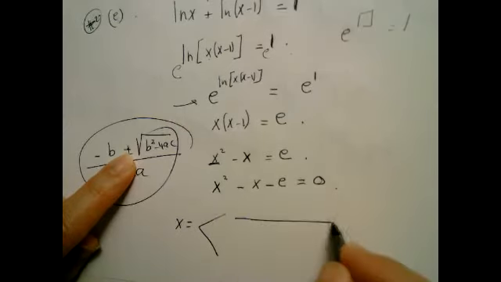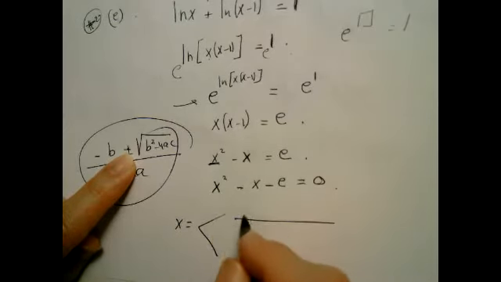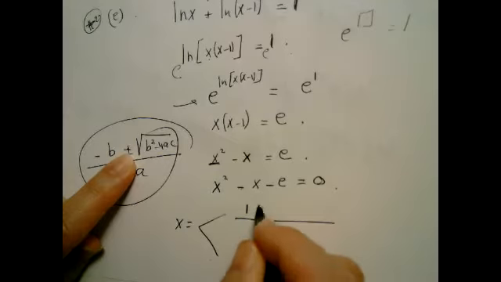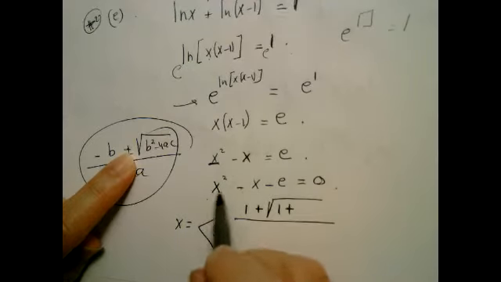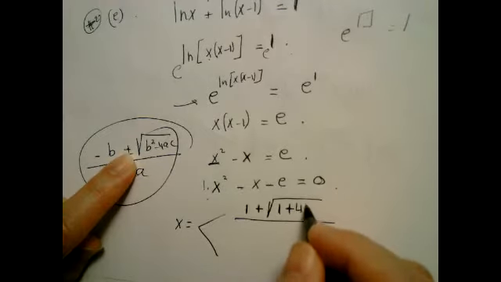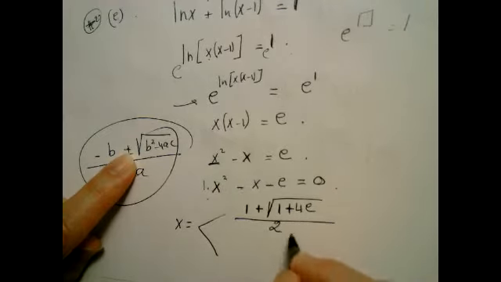So it's minus b. The b is -1, so it's 1, plus the square root of b squared, it's 1 minus, minus, plus 4ac. The a is 1, the c is e, divided by 2. Okay? And the other solution is 1 minus the square root of that.